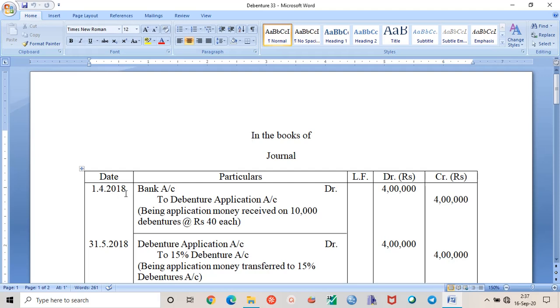The debentures are issued on 1st April 2018. This is the first entry, when you receive the application money on 10,000 debentures at rupees 40 each. So the application money is rupees 40 and the remaining amount is on allotment.